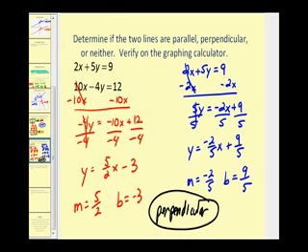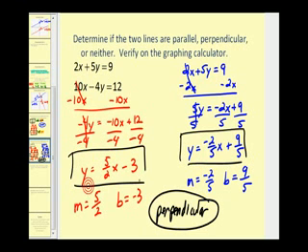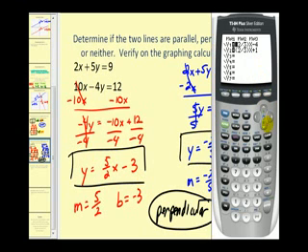And again, let's verify this graphically. So we'll enter in this equation for y1 and this equation for y2 and see if they intersect and form a right angle. Let's clear out the old lines. The first line was y equals negative 2/5 x plus 9/5. And y2 was y equals 5/2 x minus 3.